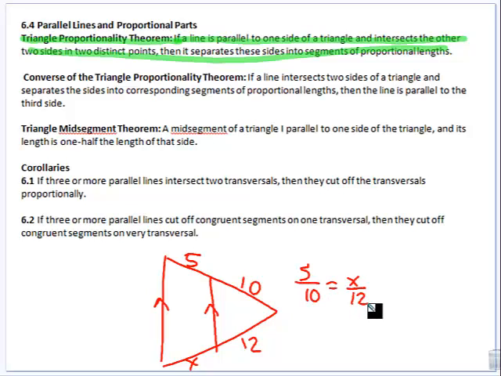And solve that. Okay? So if we have a triangle with sets of parallel lines, we now have these sides being proportional to each other as well. That's what the triangle proportionality theorem is telling us.